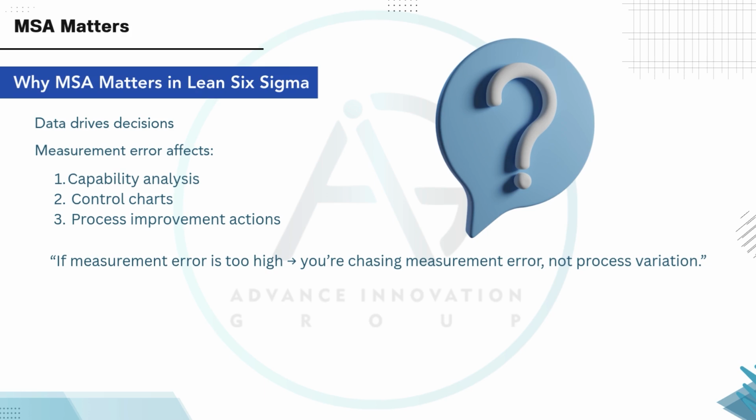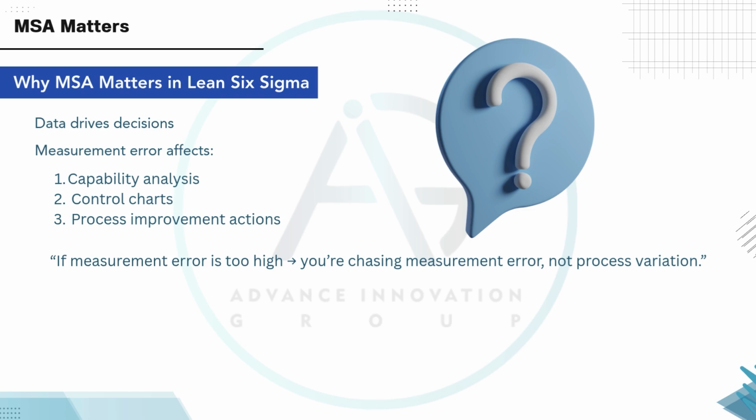First and foremost, data drives decisions, and in Lean Six Sigma, we rely heavily on data to make informed choices throughout our improvement projects. However, if the data we're basing our decisions on is flawed due to measurement error, then the quality of our decisions is compromised. Measurement errors can directly impact 1. Capability analysis. If your measurements are inconsistent or inaccurate, your capability indices like CP and CPK won't reflect the true performance of your process.